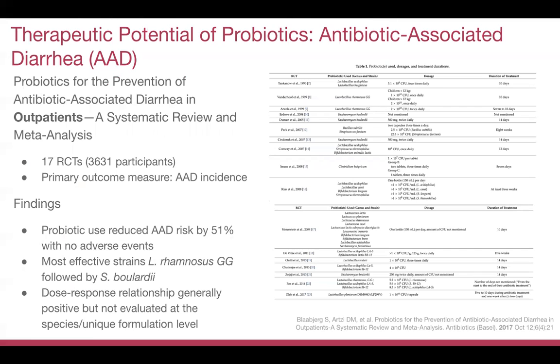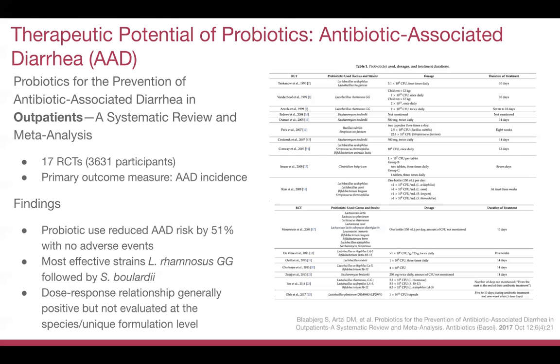This was a 2017 systematic review and meta-analysis, and it sought to assess the benefits and harms of probiotics used for the prevention of AAD in an outpatient, and that's the key here, an outpatient setting. The PubMed database search yielded a total of 17 RCTs with just over 3,600 participants, and a meta-analysis was conducted for the primary outcome, which was looking at the incidence of AAD. The results found that antibiotic-associated diarrhea was present in 8% of the probiotic group compared to 17.7% of the control group, which was a statistically significant difference.